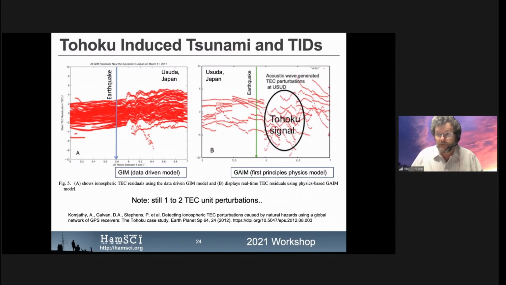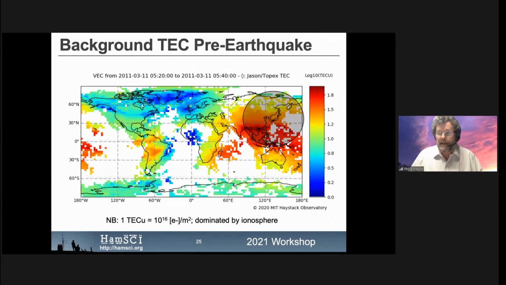What's the background? This is a map from our data source at Haystack showing worldwide total electron content. This is in a log scale, so it's a little bit hard to interpret at first blush. This is the Japanese area. Just as a reminder, 1 TEC unit is about 10 to the 16th electrons per meter squared in a column above the spot. So I'll make it a little easier for you.